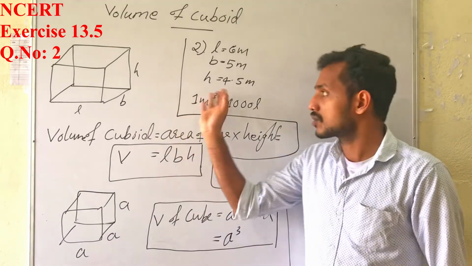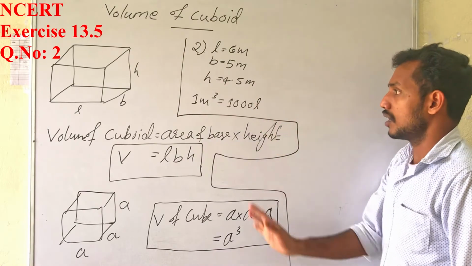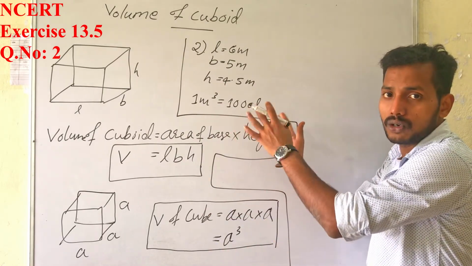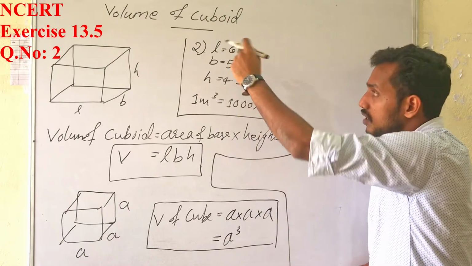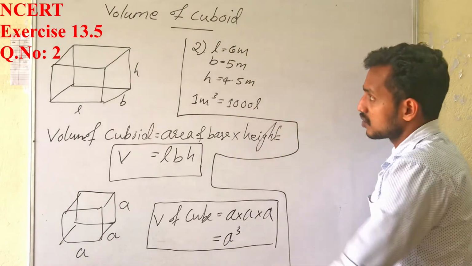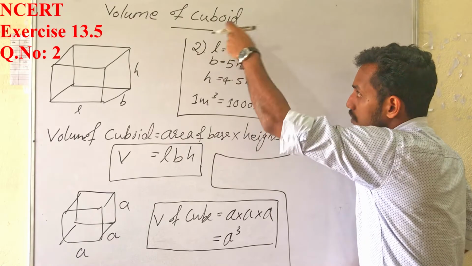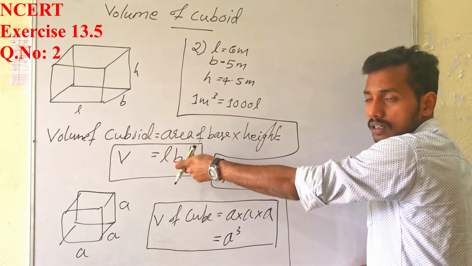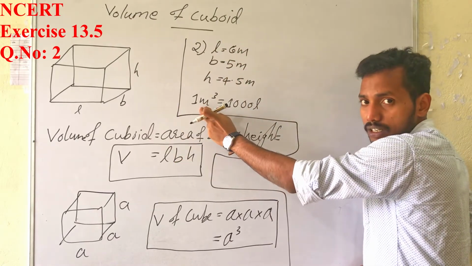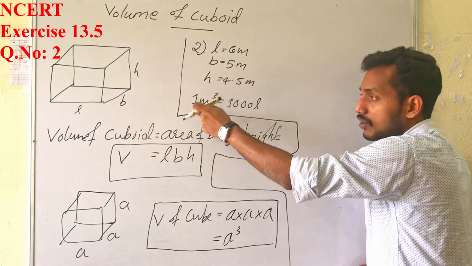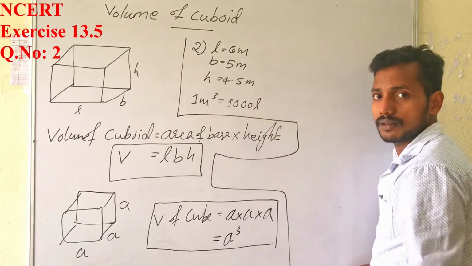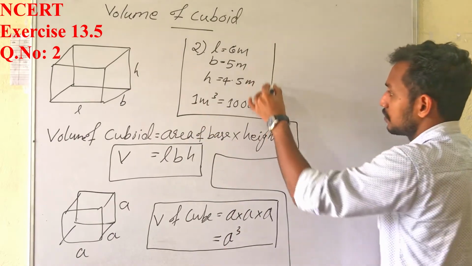So how to solve this question? It's very simple. How many liters of water can it hold? That means in the beginning I have told that volume is the capacity of the solid. So here just find the volume of this cuboid by using the formula, you will get the volume in meter cube. Then you can use this relation to convert that meter cube into liters. It's a very simple question.